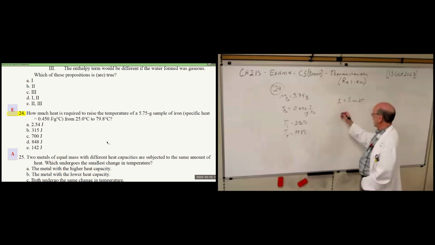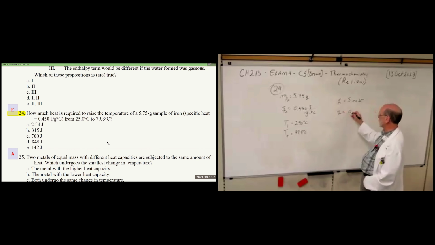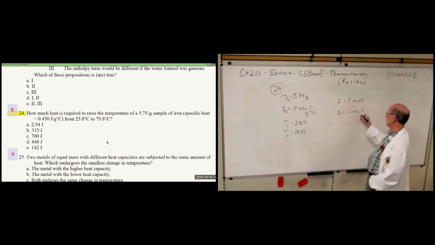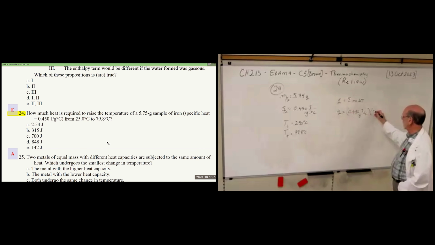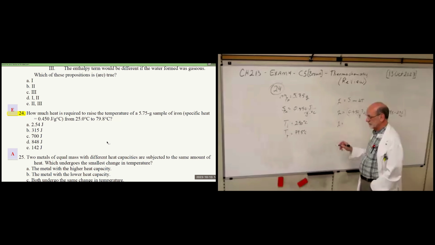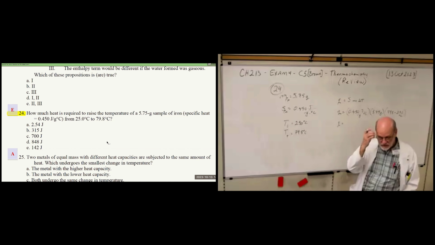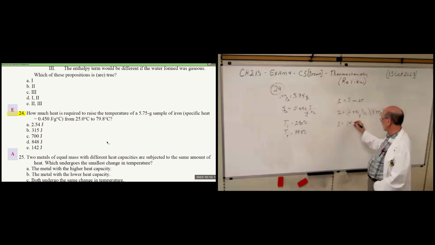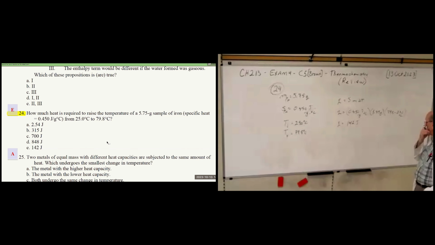Okay, so now we just need to put everything in its proper place. 0.450 joules per gram degree C times mass, 5.75 grams, and then delta T, final minus initial, 79.8 minus 25.0 degrees C. And that'll give us joules of heat. Right. And if you do your calculations right, you should come out with 142 joules.